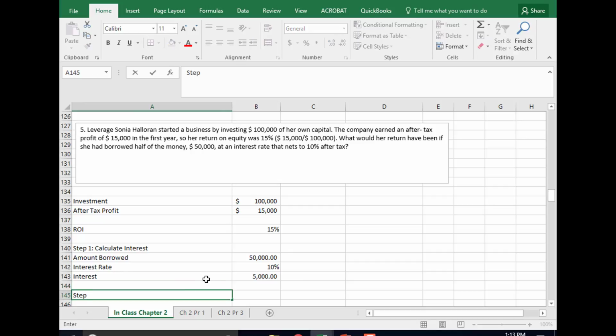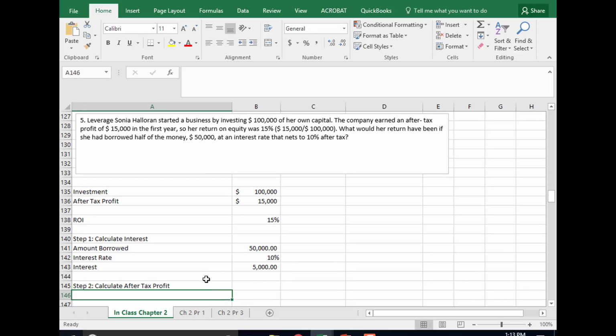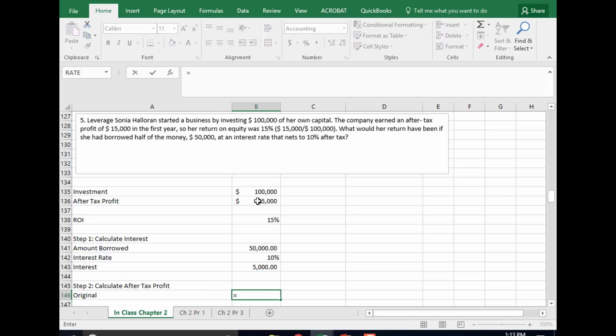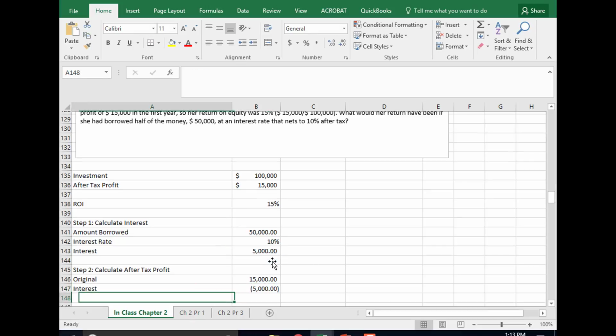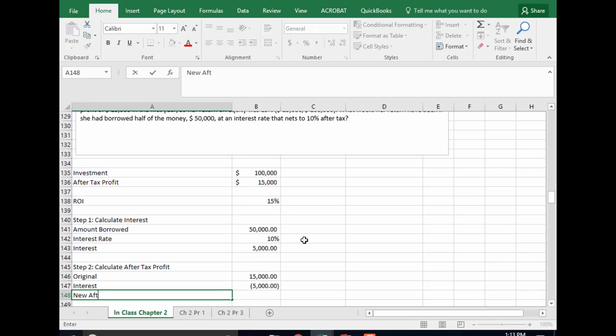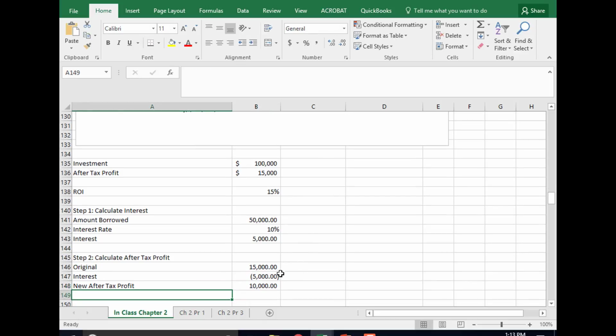Step two is, since we have an additional expense, we have a different after-tax profit. So we have to recalculate the after-tax profit. Our original after-tax profit was $15,000. We are going to subtract from that our interest. So our new after-tax profit is the original less the interest, or $10,000.